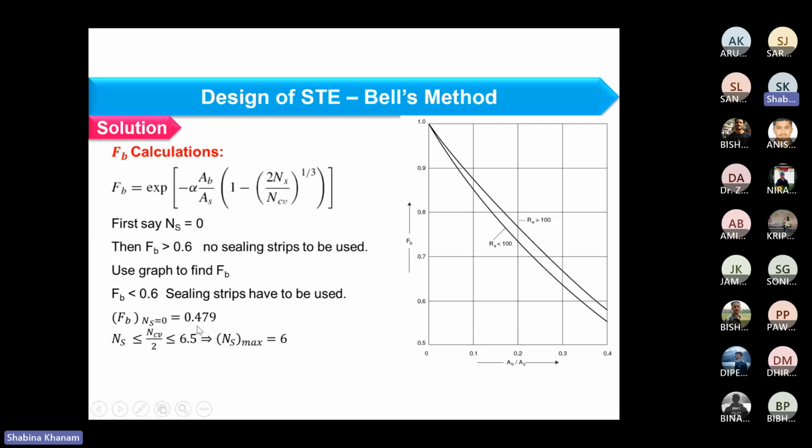So once I do this, the FB value at NS equal to 0 is coming as 0.479, which is less than 0.6. It means that sealing strips are required. And if sealing strips are required, the next calculation will be how many sealing strips should be used. The maximum number of sealing strips should not be more than NCV by 2. NCV I am having is 13, but 6.5 sealing strips you cannot use. You can use a maximum of 6, because that is a strip and it won't be in decimal. So the maximum NS value should be 6.